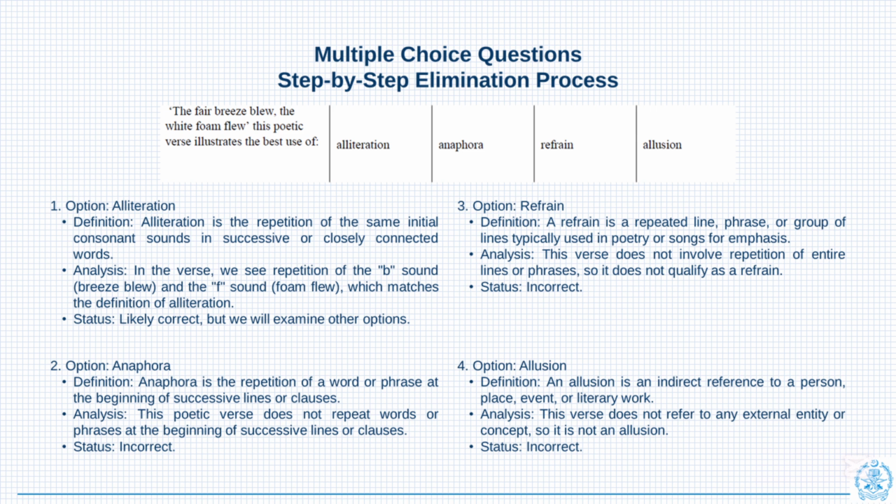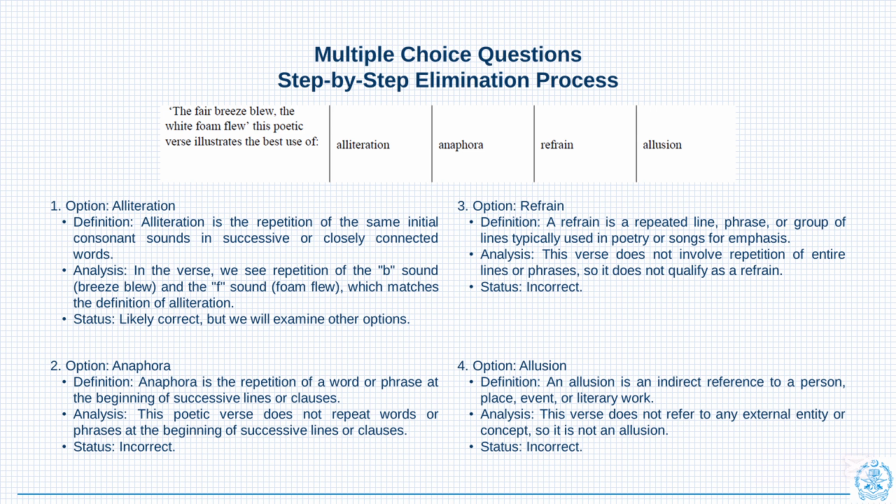Breaking down each option reduces confusion and ensures a logical approach to solving questions. This method avoids unnecessary guesswork and focuses on evidence based decision making. By systematically eliminating incorrect answers, students are more certain about their final choice.